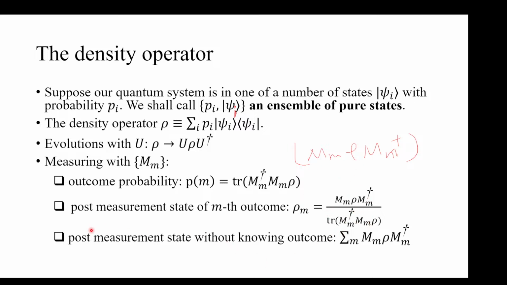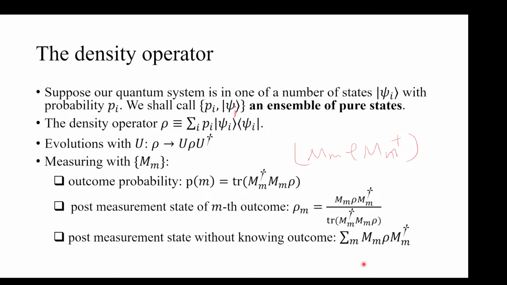Okay, and finally, the extra thing about the density operator formalism is that now we can talk about a classical mixture of states. And so we can talk about a classical mixture of post-measurement states. So you do a measurement, but you forget the outcome. So you can have the post-measurement state of forgetting this outcome, and basically it is just the outcome probability times the outcome state, summed together, so the summation over m of M_m rho M_m dagger.